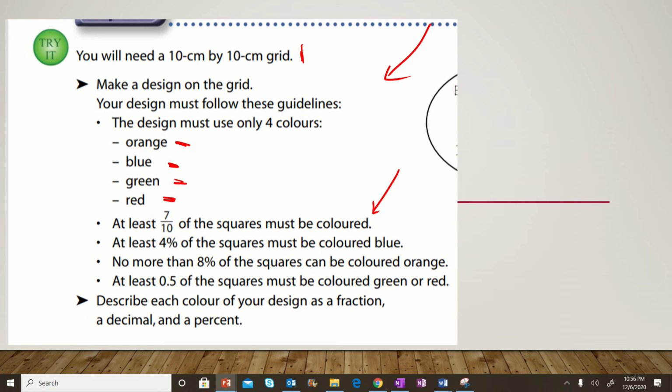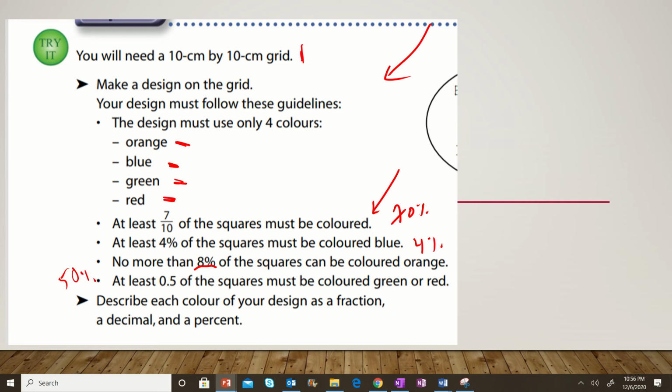So think of that as a percent, right? So 7 out of 10, so 70% have to be colored. At least 4% of the squares must be colored blue, 4%. No more than 8% of the squares can be colored orange. Okay, no more than 8%. And at least 0.5 of the squares must be colored green or red. Okay, and 0.5 represents basically 50%.